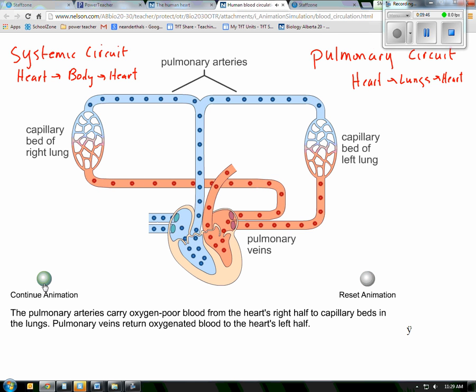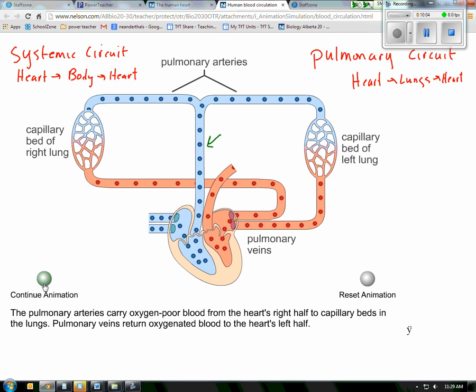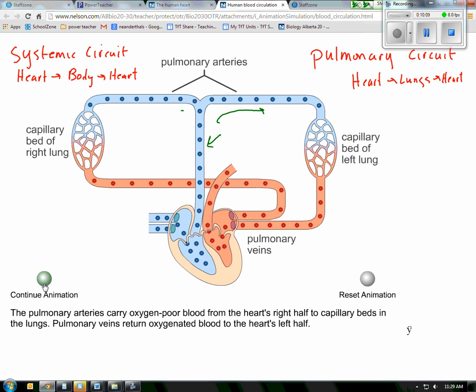Okay, so if we take a look here, we can see blood is coming into the right atrium, through the tricuspid valve, into the right ventricle, and then it's going through your semilunar valve. And what would this big long tube right here be? That would be your pulmonary arteries heading to the lungs.